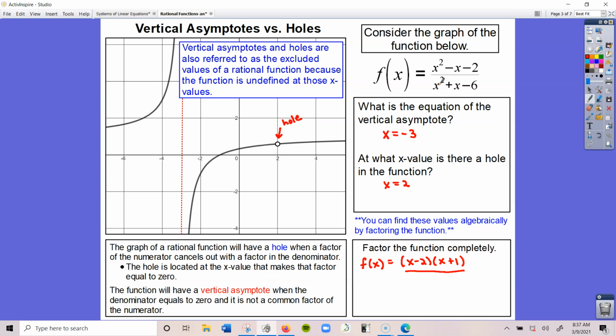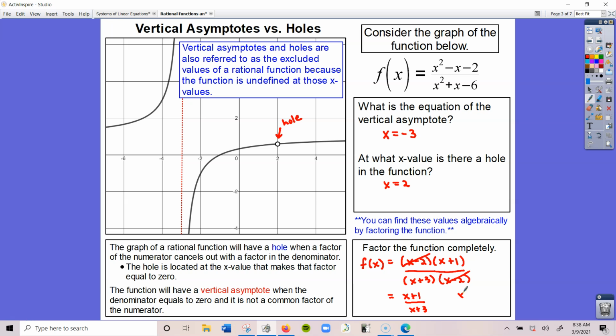Now in the denominator, we have x squared plus x minus 6. If you factor that, we would get (x plus 3)(x minus 2). Now you'll notice that if I were to simplify this, I can cancel out these x minus 2's, and I would be left with the function (x plus 1) over (x plus 3). The factor that canceled, that's where you have the hole.